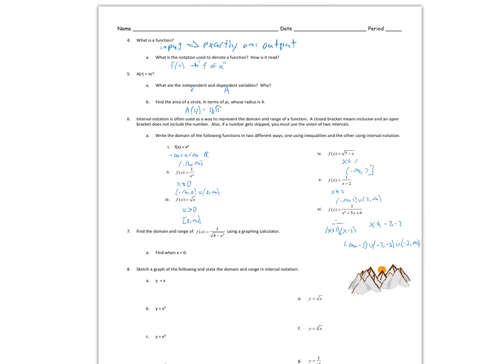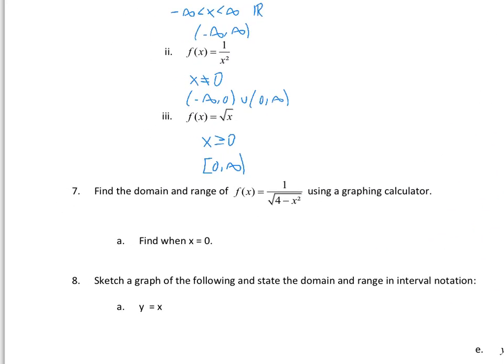Okay, number 7, you need to find the domain and range using a graphing calculator. You might be able to do domain here without a calculator, and if you can, that's great. But our domain here is negative 2 to 2, because negative 2 and 2 make it equal to 0, but if you go above 2 or below negative 2, then you'll get negatives on the bottom. So you have to be between negative 2 and 2.